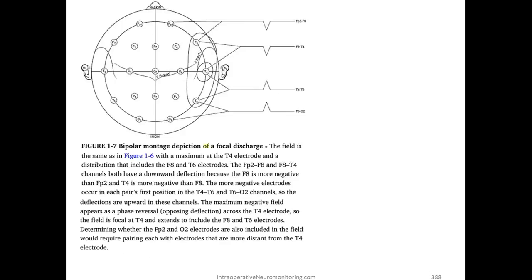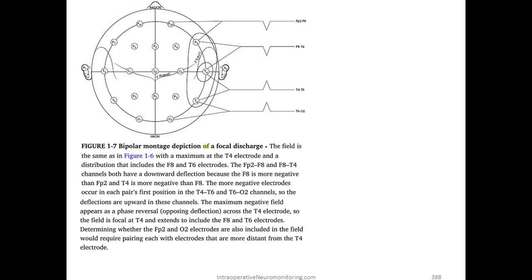This is the bipolar montage depiction of the focal discharge. The field is the same as the previous picture, with the maximum at the T4 electrode and the distribution that includes the F8 and T6 electrodes. The FP2 to F8 and the F8 to T4 channels both have a downward deflection because F8 is more negative than FP2 and T4 is more negative than F8.